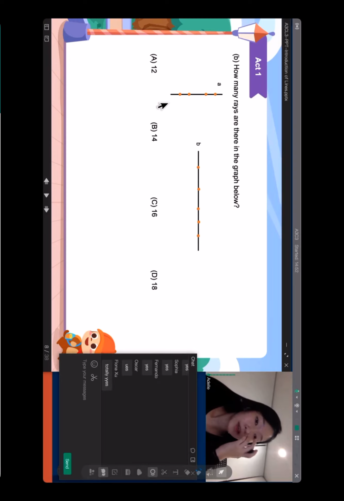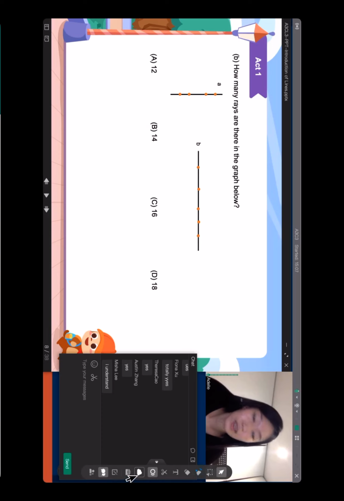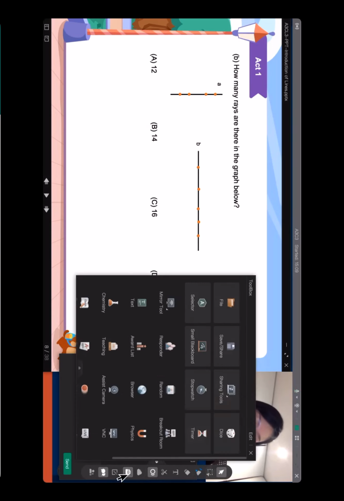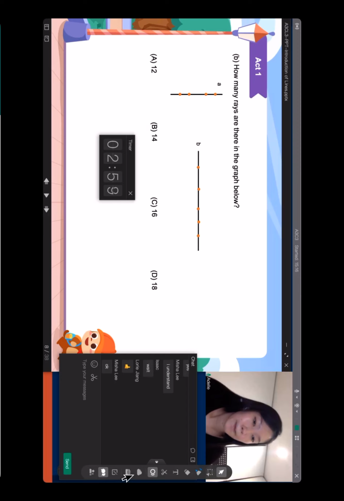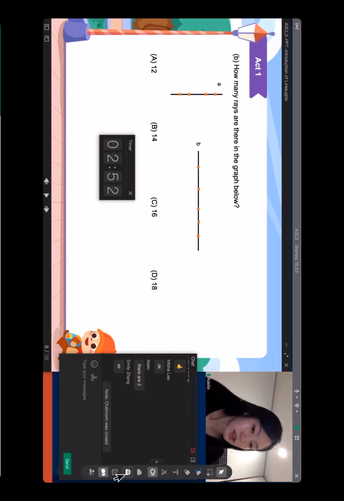Now we go to part B of the Act 1 question. So we went through the previous one together just because it's the first question. For this one, I'm gonna give you guys again 3 minutes to do it, and then once you guys have all finished, we'll invite someone on stage to explain it to us. Okay? So start a timer. Okay. Gonna close the chat box for now.